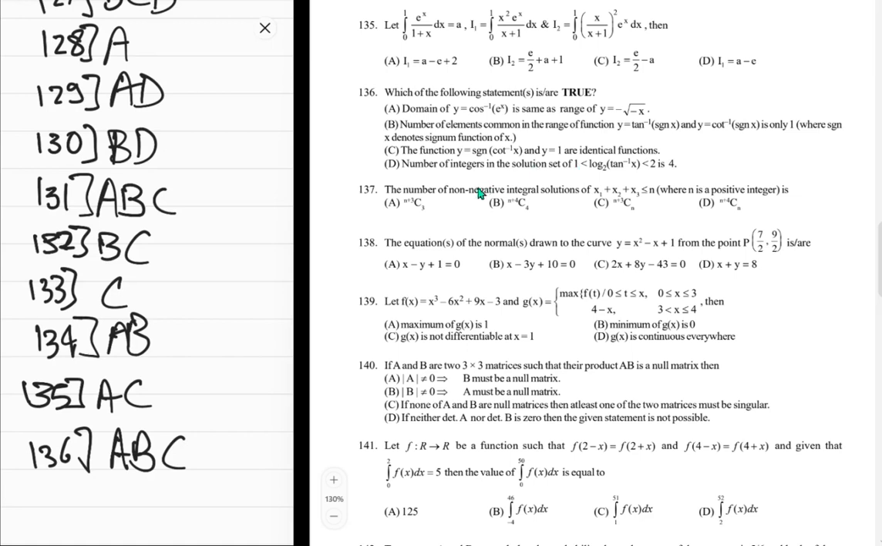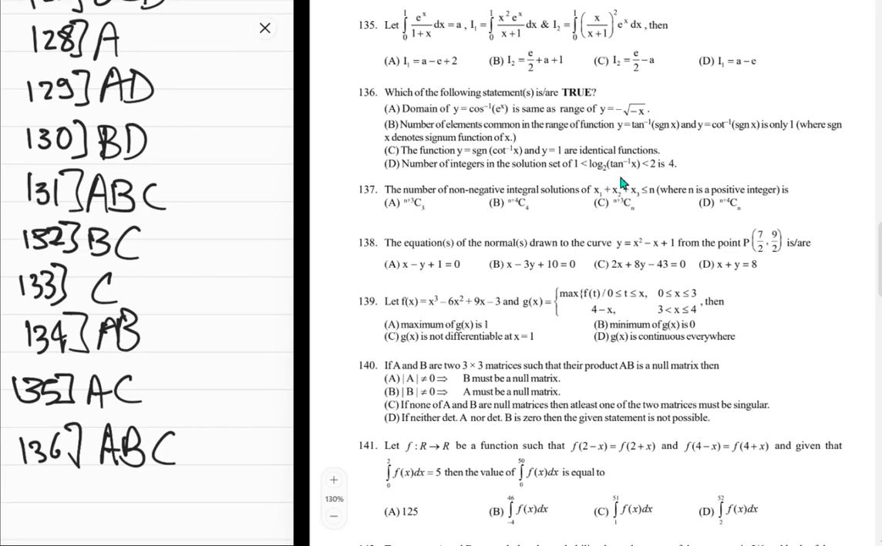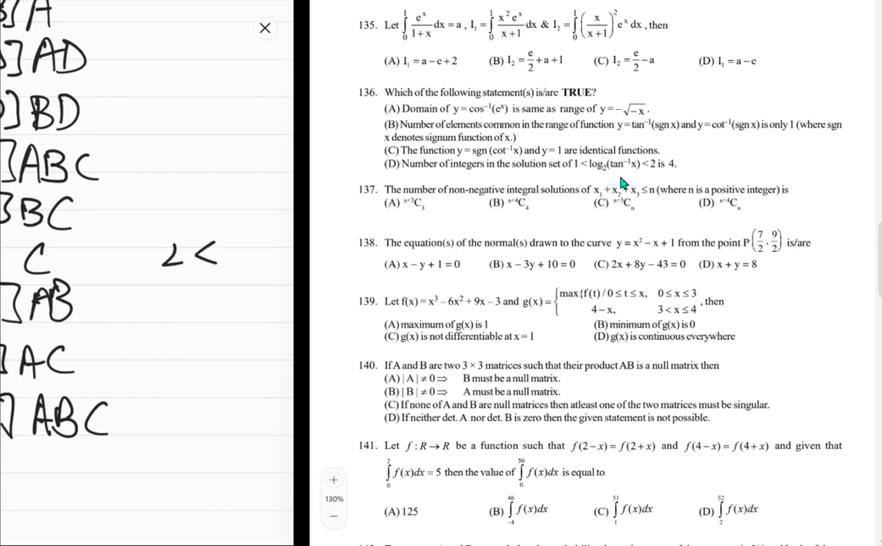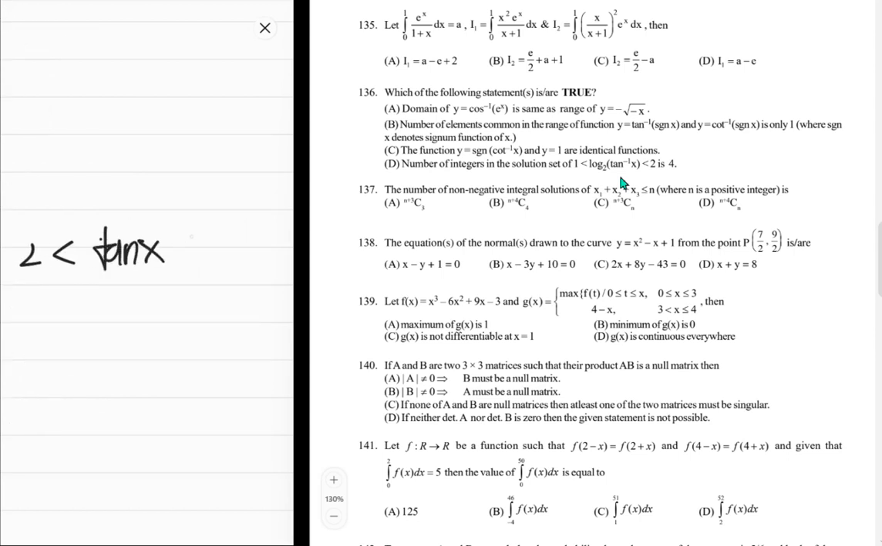नंबर ऑफ इंटीजर्स इन द सॉल्यूशन सेट ऑफ, ओके, log base 2 tan inverse of x. First of all, it's like 2 less than tan inverse of x less than, well, 2 power 4, right? ये दोनों inequalities identical in fact, but ये inequality identical नहीं है. So yeah, tan inverse of x.